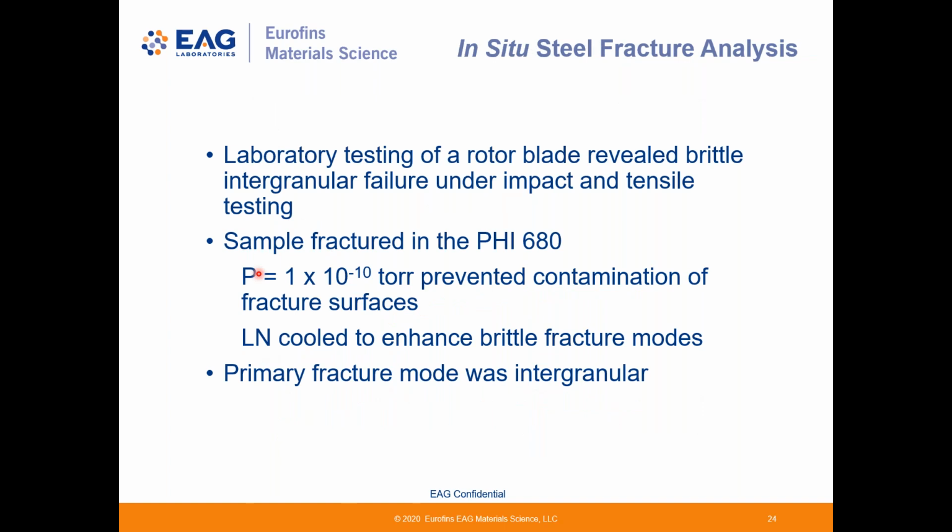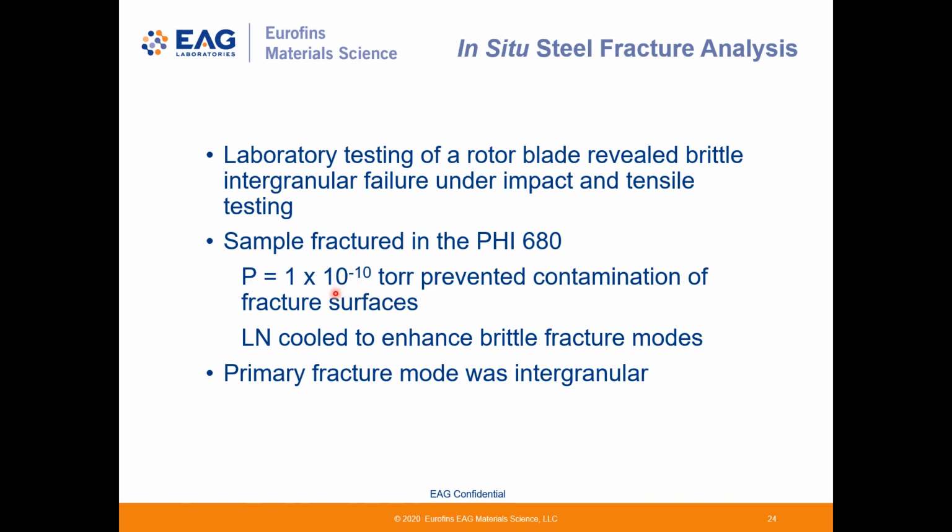So, in situ steel fracture of a brittle steel sample. Here's a sample from a rotor blade that was inserted into an Auger system, which had a fracture attachment that allows for fracturing of samples in the vacuum at 10 to the minus 10 torr. This preserves the original fracture facets without oxidation and carbon absorption that would occur if this was done in air.